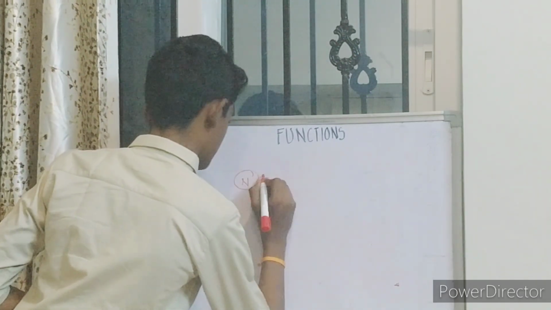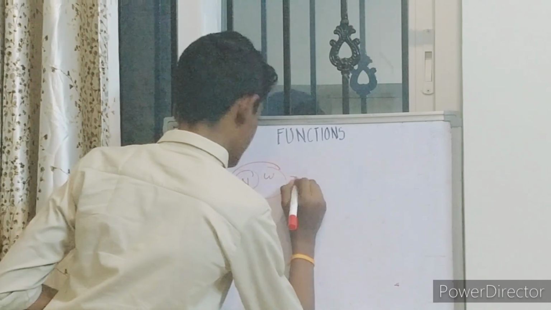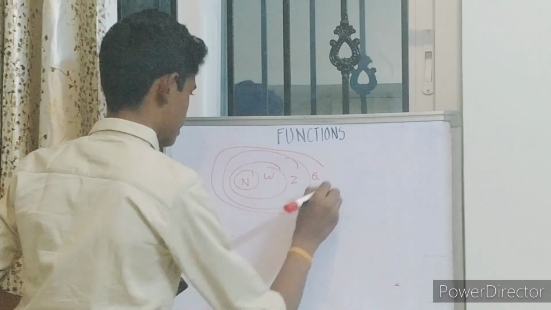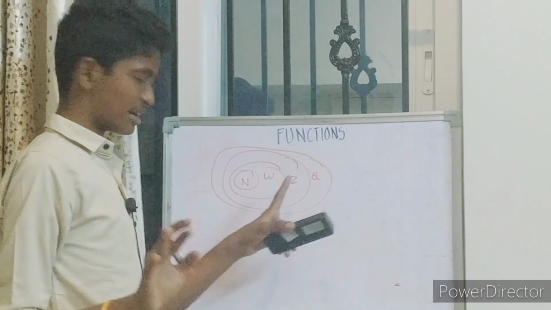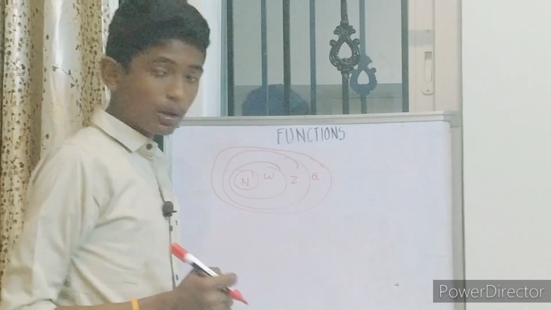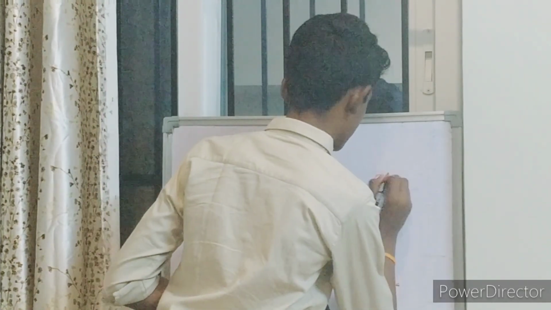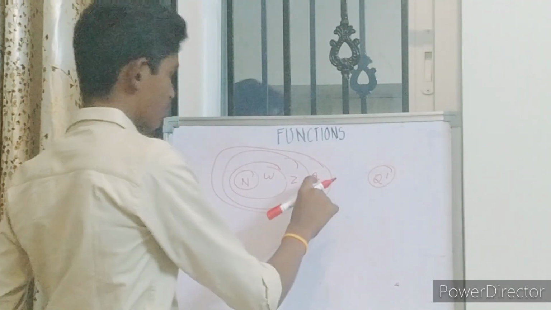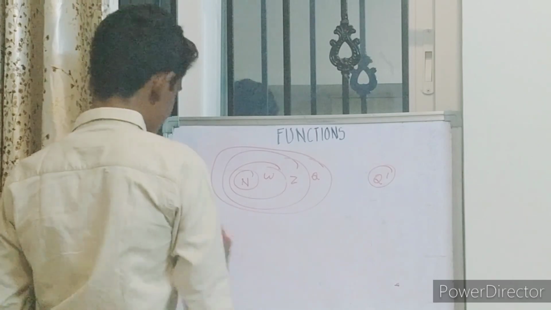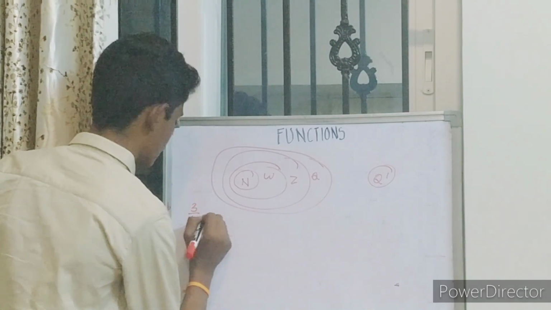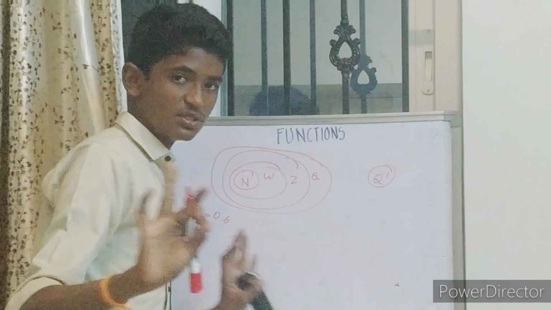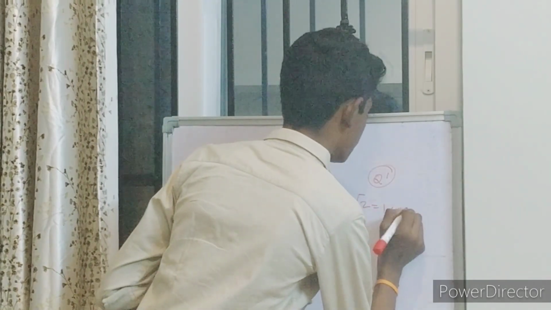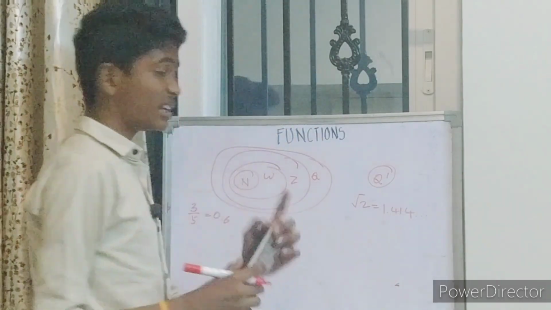So natural numbers, whole numbers, integers, rational numbers. This is our set 1. Now irrational numbers are non-terminating decimals. What's the difference between this and this? Let's take something like 3 by 5. What is it? 0.6, that's all. What is root 2? 1.414, and it goes on, but it never repeats.